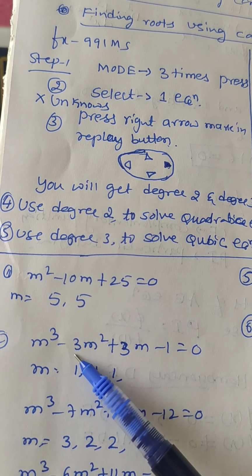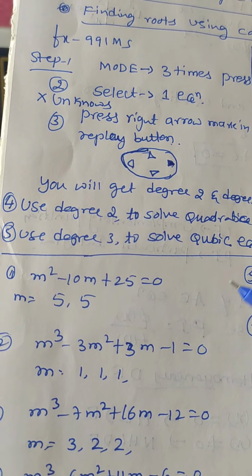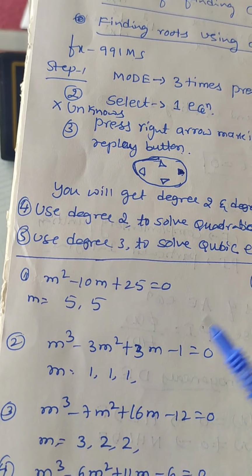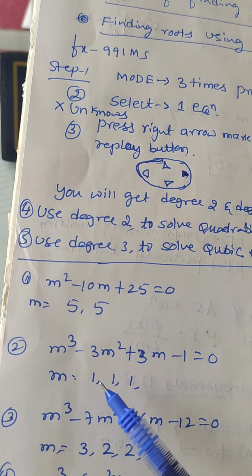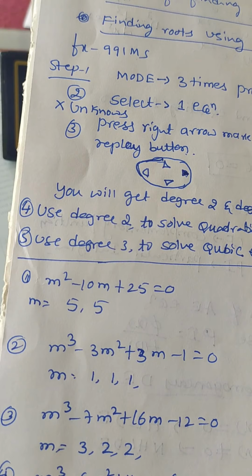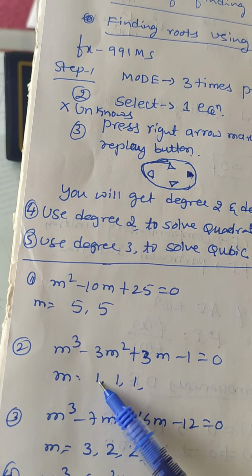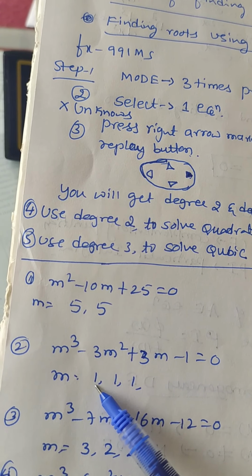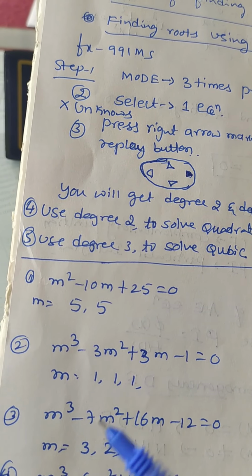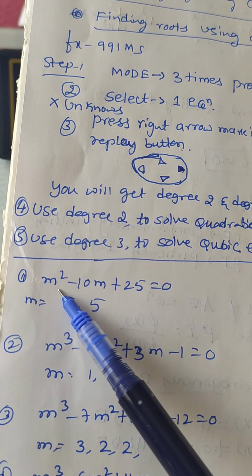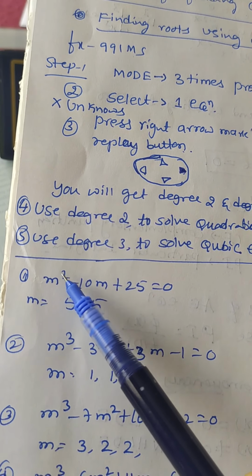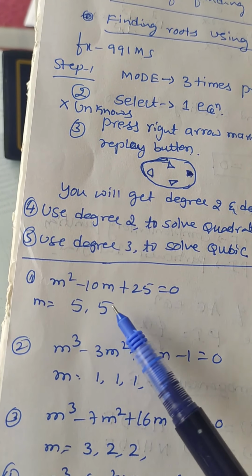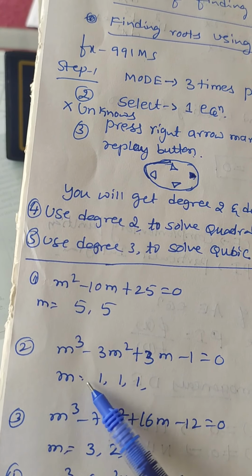m cube minus 3m square plus 3m minus 1 is equal to 0. If you substitute the coefficients in the calculator, it shows only one root, that is 1. Degree is 3, which means we should get 3 roots. This root repeats 3 times. Got it? In the above example, the degree of the differential equation is 2, so you should get 2 roots. Take 5 two times. Here, 1 three times.